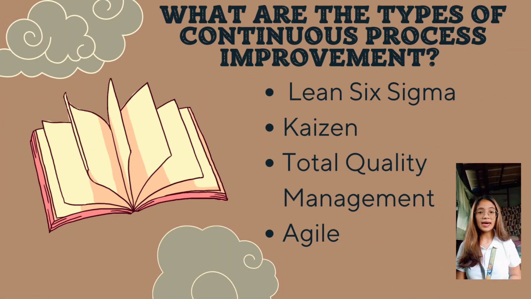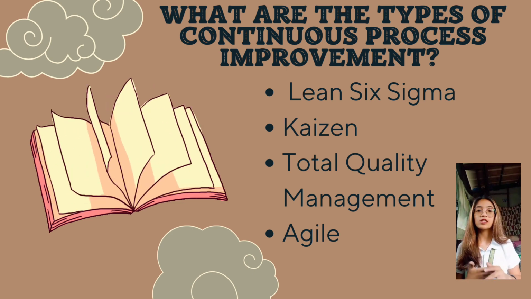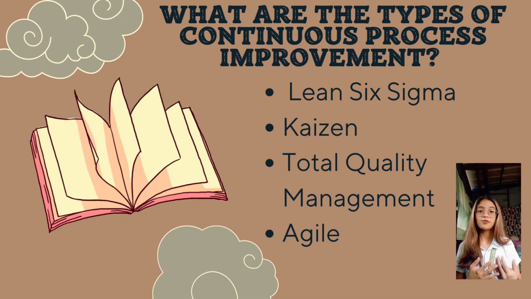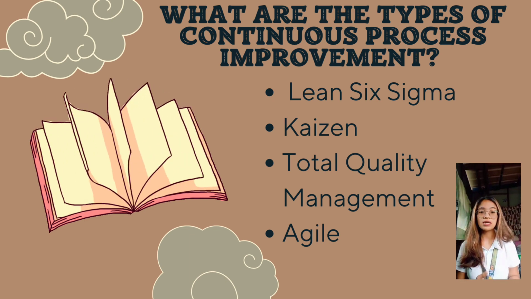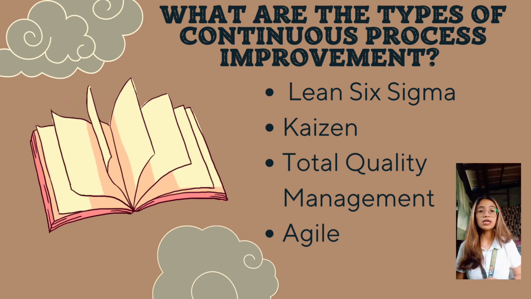What are the types of continuous process improvement or CPI? So, continuous process improvement is an ongoing effort to enhance processes, increase efficiency, and improve outcomes within an organization. And there are several types of CPI methodologies and approaches that organizations can employ. So, here are four commonly recognized types.